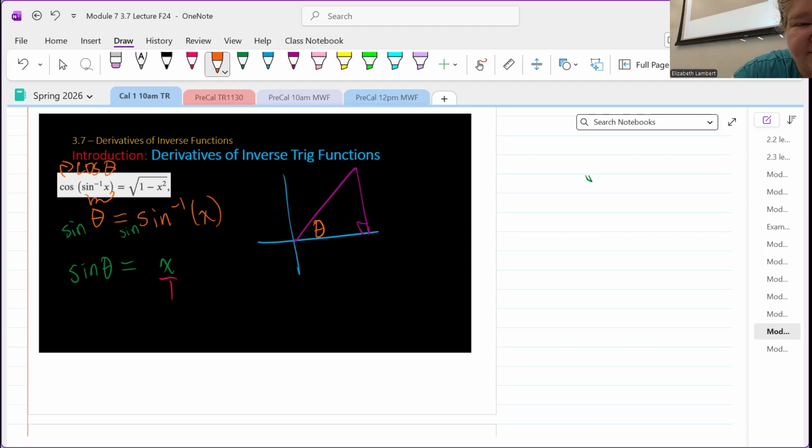So let's label the sides of our triangle. So we've got the hypotenuse over here on the diagonal. Opposite is the vertical side across from the angle. And then our leftover is the adjacent side.